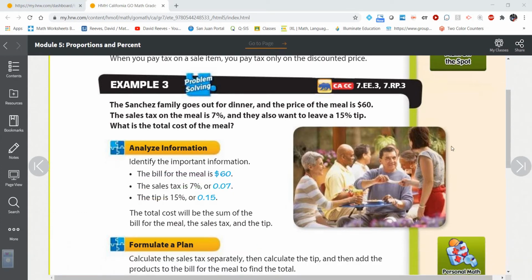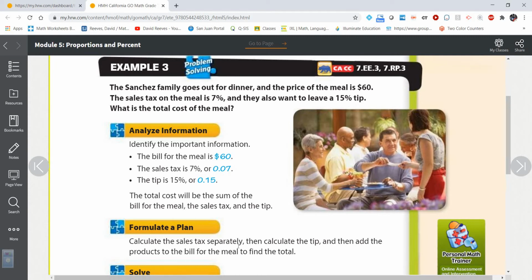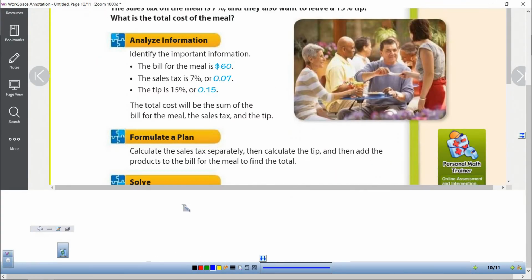All right, so let's take a look and make sure we understand what they want us to do here. It says calculate the sales tax separately, then calculate the tip, then add the products for the bills together, okay? So let's take a look at what we have here. We have $60, right? And what do we need? We need 7% of $60, and we need 15% of $60, right?